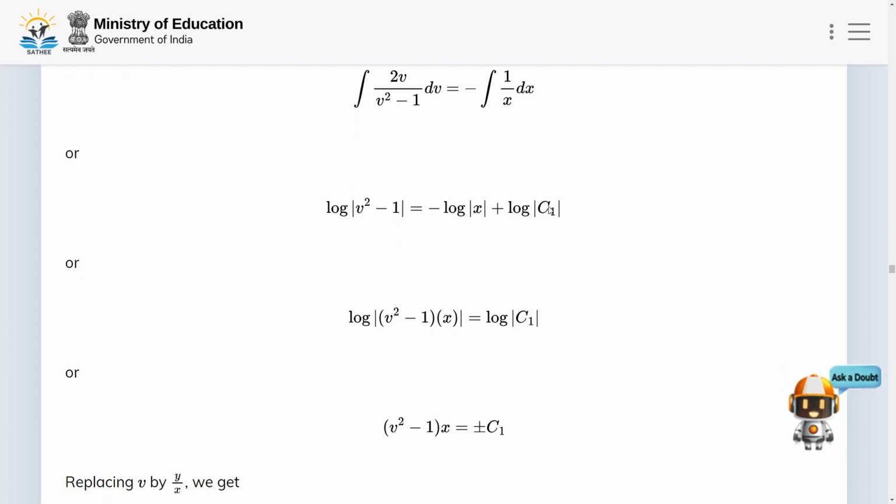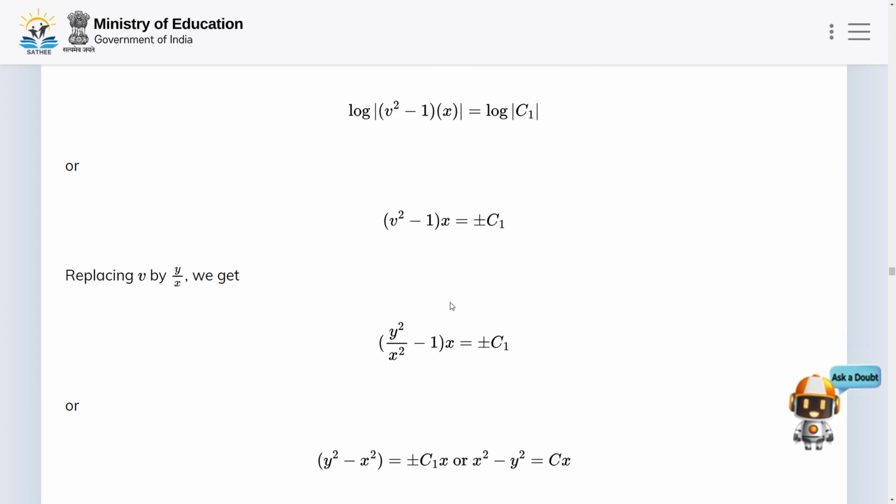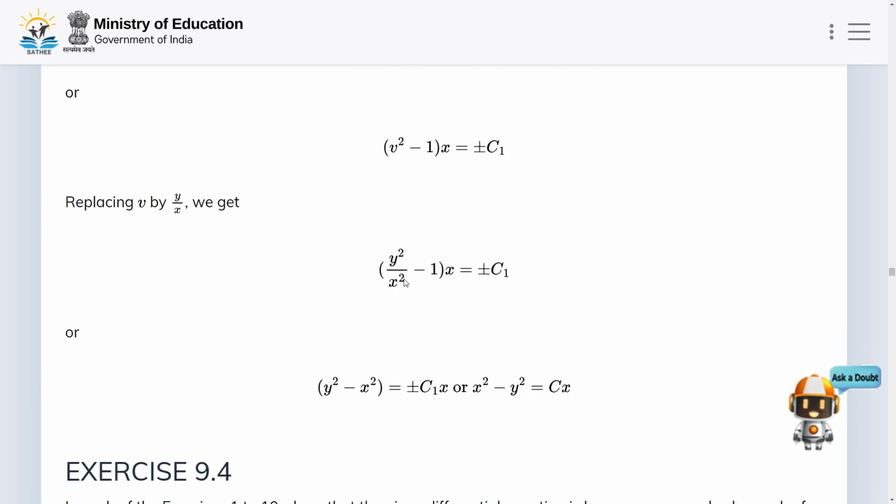Now using log property, you will have v square minus 1 multiplied by x is equal to plus minus c1. Now replace your v by y by x. You will have your final answer, the general form in terms of x and y, and the final answer would be x square minus y square is equal to constant multiplied by x. Okay, I hope it is clear.